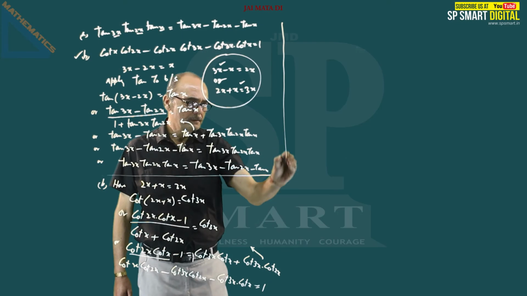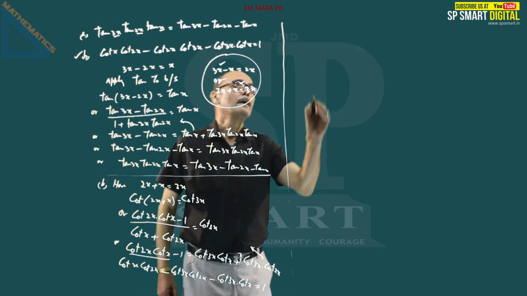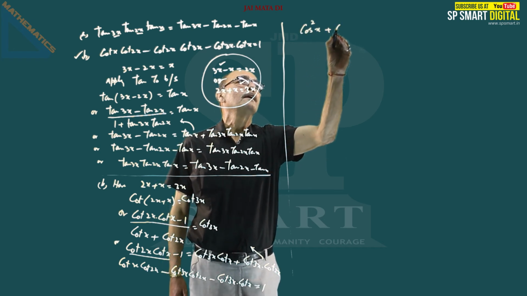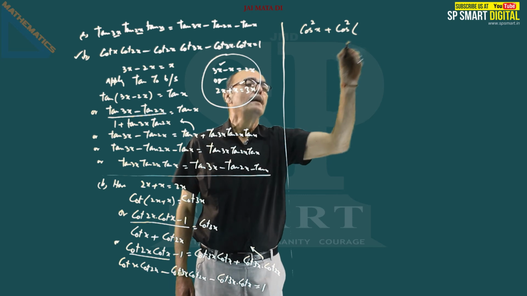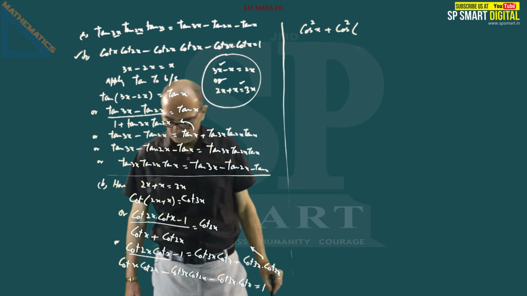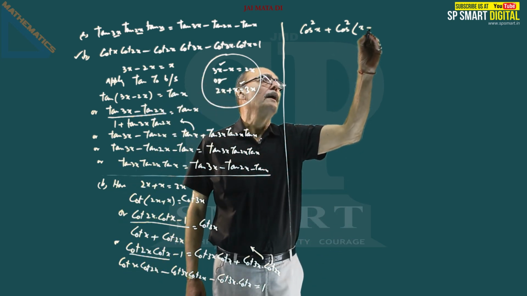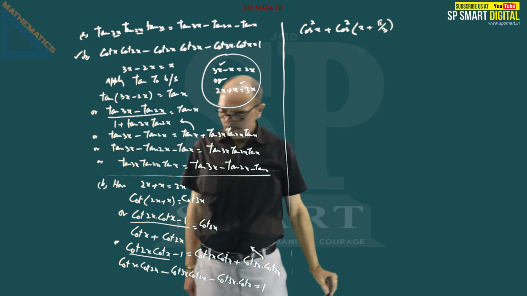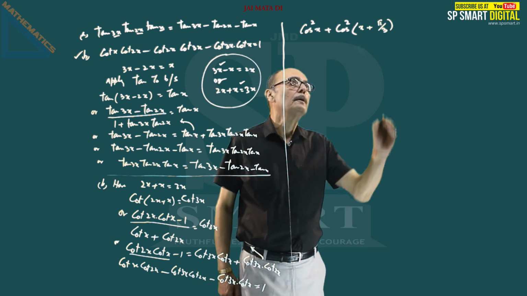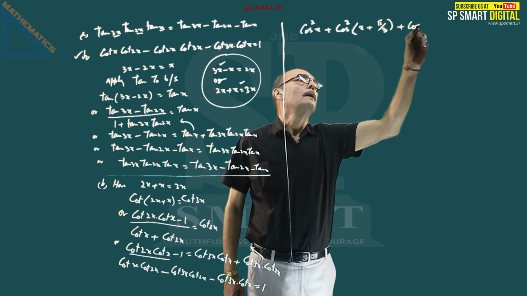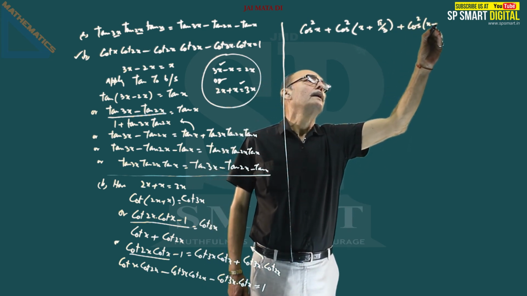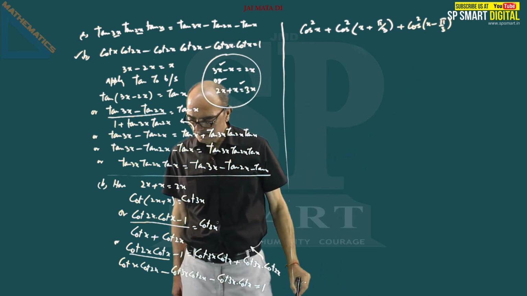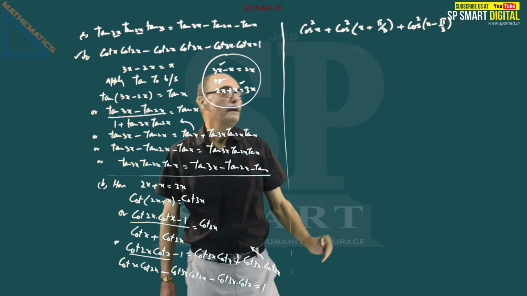Another problem is a typical one where cos square x plus cos square (x plus pi by 3) plus cos square (x minus pi by 3), and we need to prove that this is equal to 3 by 2.